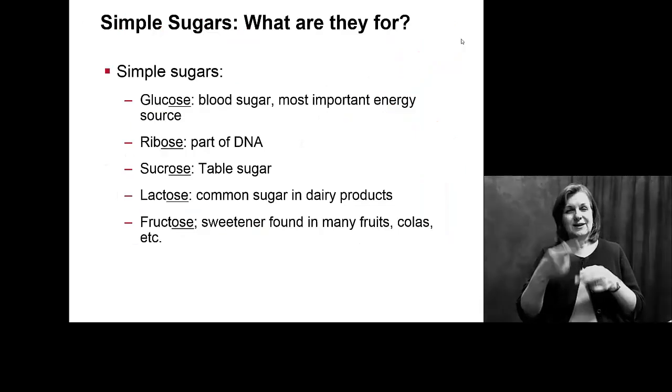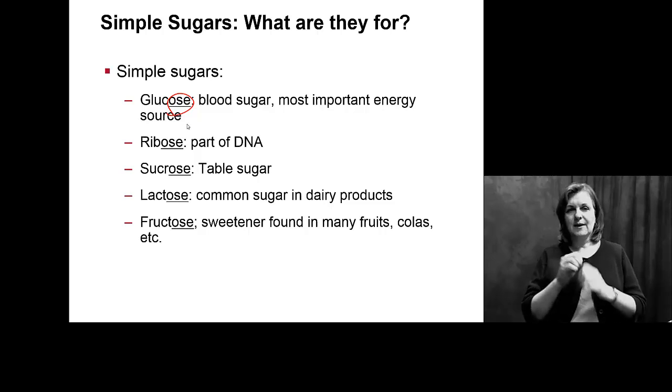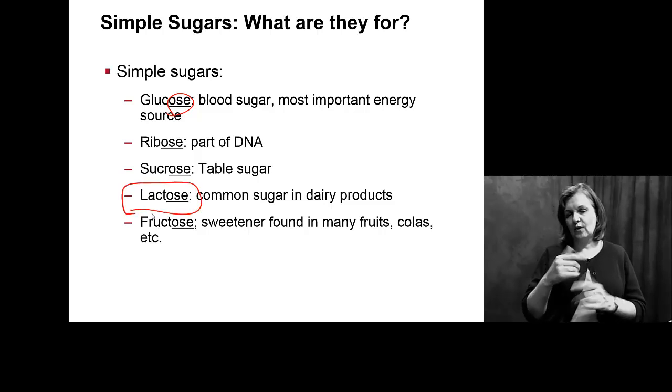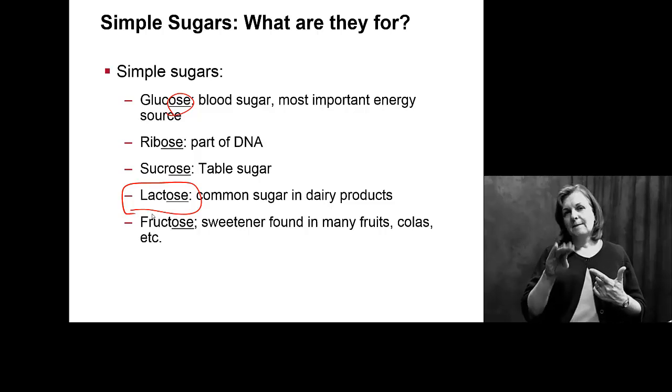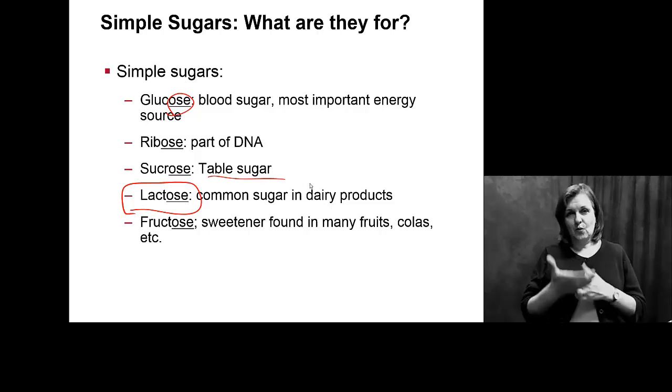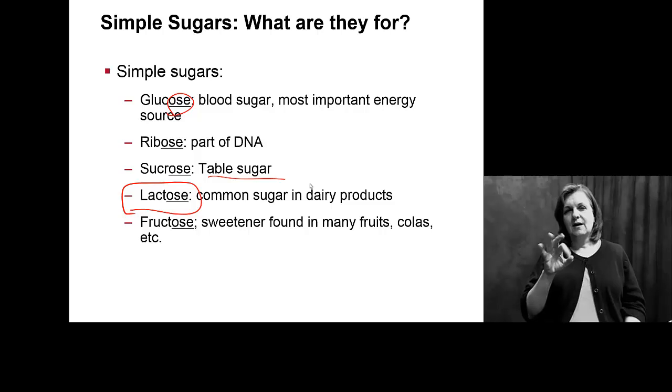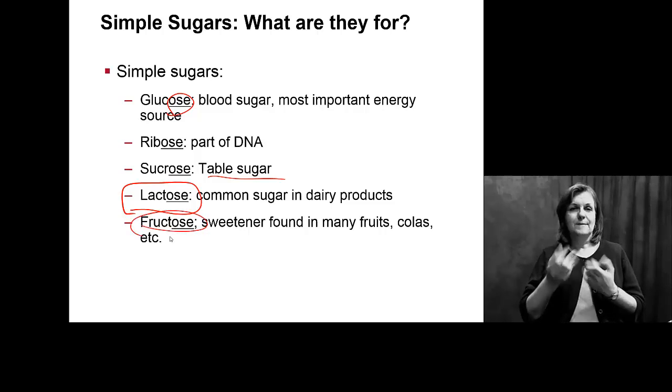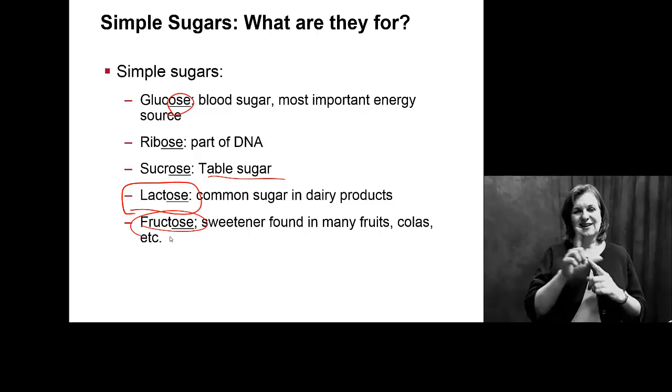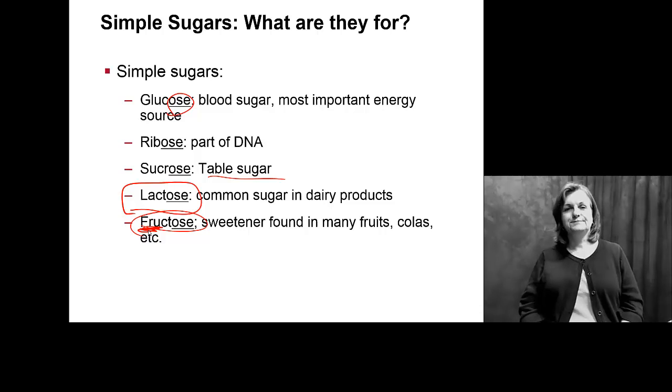So simple sugars, as we mentioned, sugars end in ose. So you see here a number of different sugars. We've talked about lactose now in our dairy products. Glucose, simple sugar. Ribose, part of your DNA. Sucrose is your basic table sugar, what you sprinkle on your cereal or in your coffee in the morning. And then fructose is actually our sugar associated with many fruits. So that can help you remember that that's associated with our fruits.